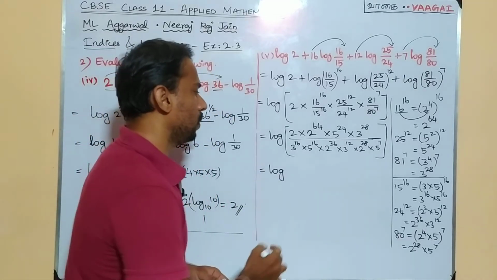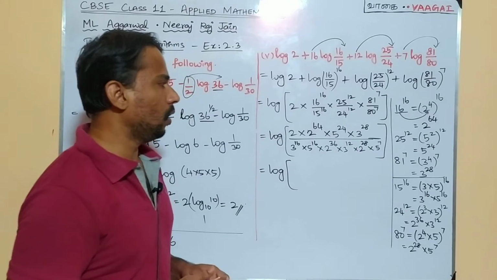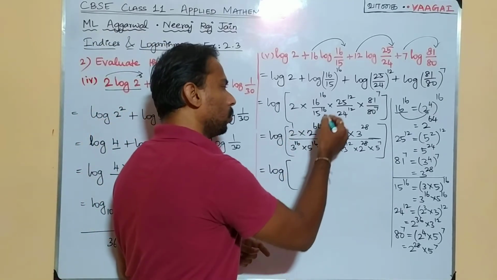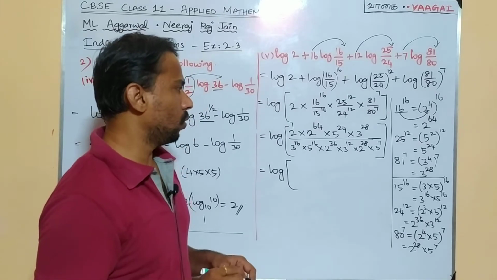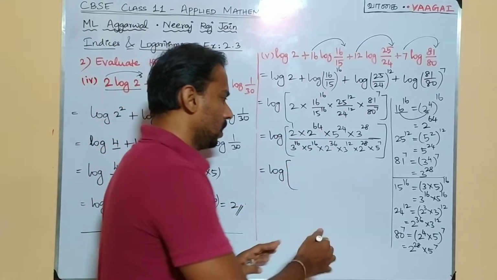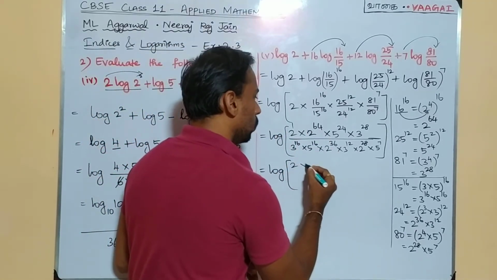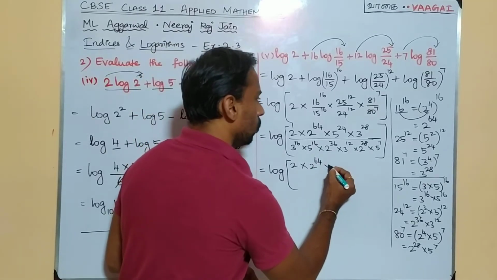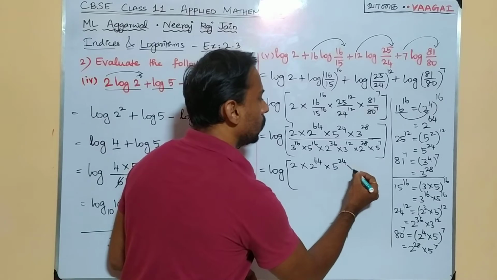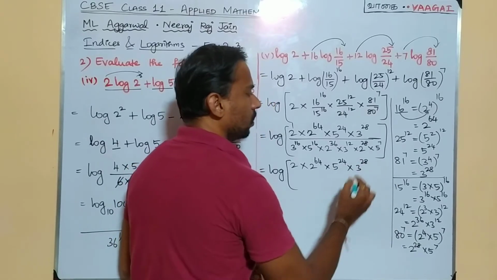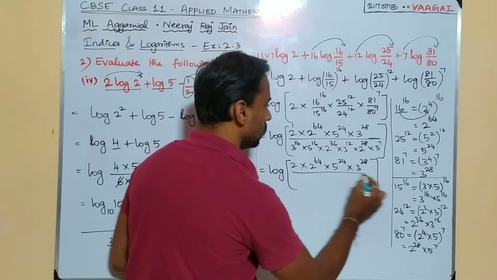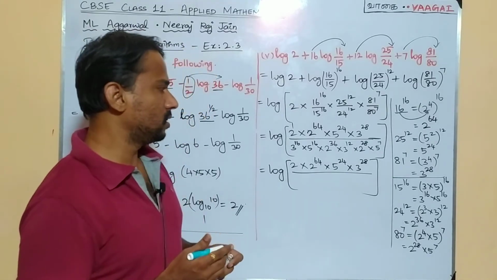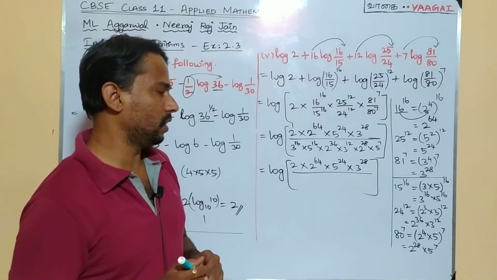Log of, this will become log of. Now take the similar powers. This is like 2 power 1 into 2 power 64, so I think you can even leave it as it is. So 2 into 2 power 64, into 5 power 24 into 3 power 28. We can have the numerator as it is, but now come to the denominator. We will see what are all the values we have here.